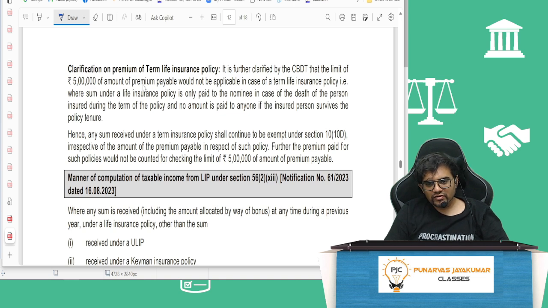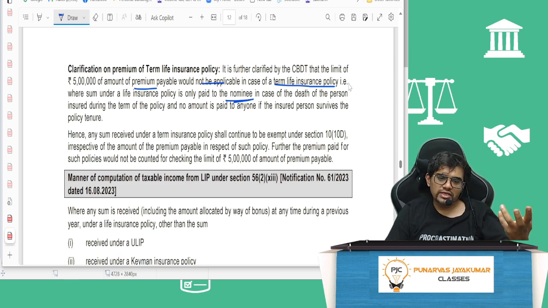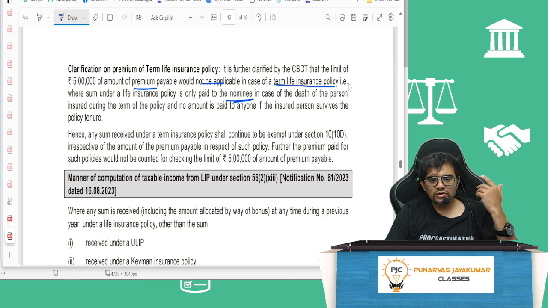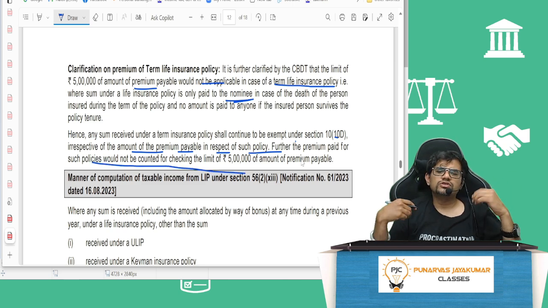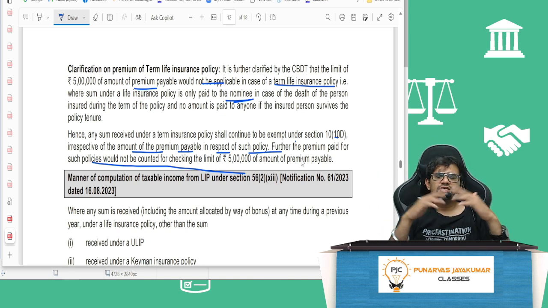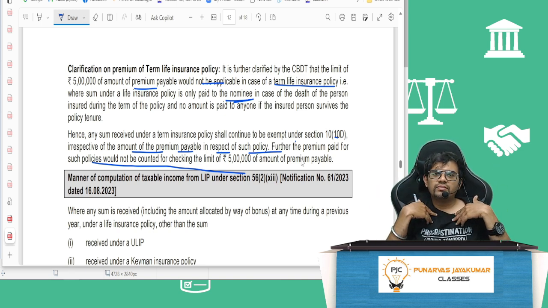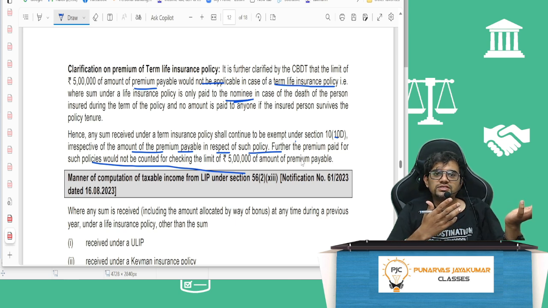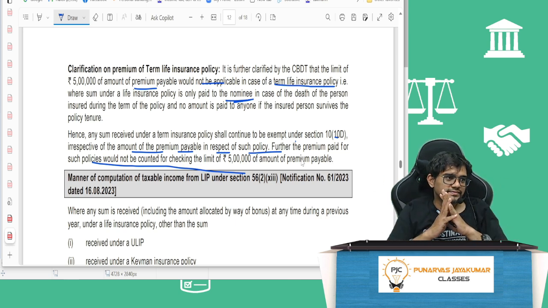The limit of 5 lakh of premium payable would not be applicable in case of a term life insurance policy where the sum of the life insurance is given to the nominee in case of death. If it's given to the nominee, they can take the full amount, no problem. Any sum received under a term insurance shall continue to be exempt irrespective of the amount of premium payable. Premium paid would not be counted for 5 lakh also. I will not see 5 lakh, I will not see anything. Let's say if I die, my wife will get 3 crore, 4 crore rupees. That is fully exempt in her hands.